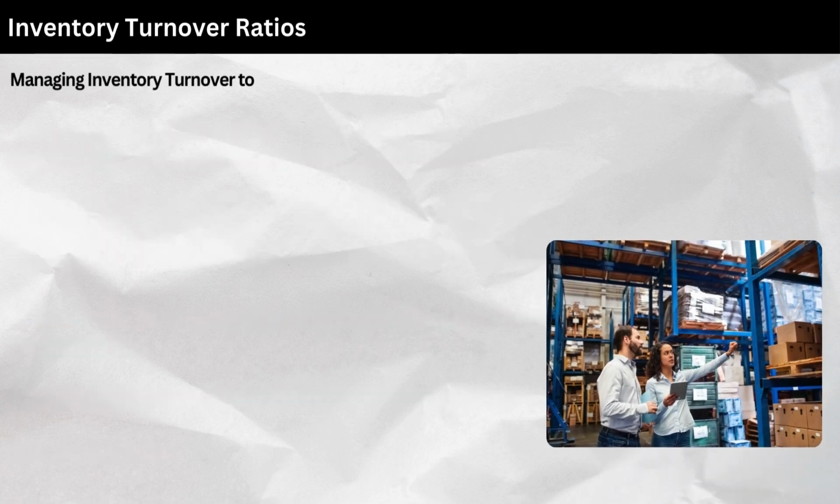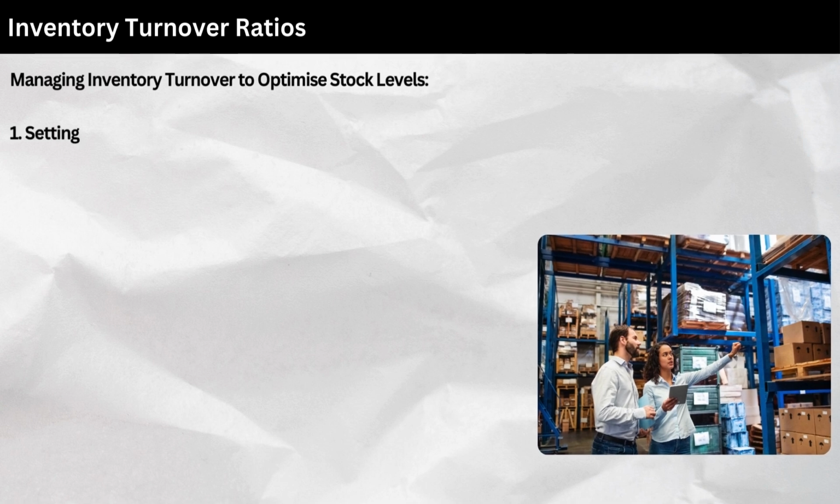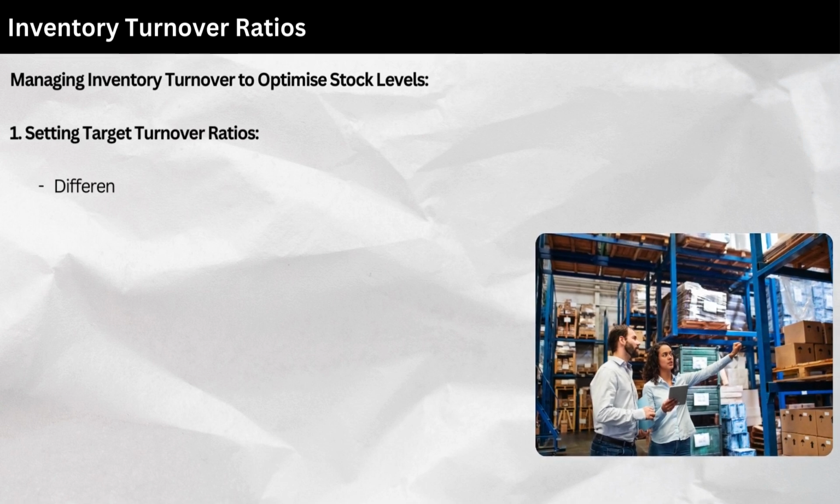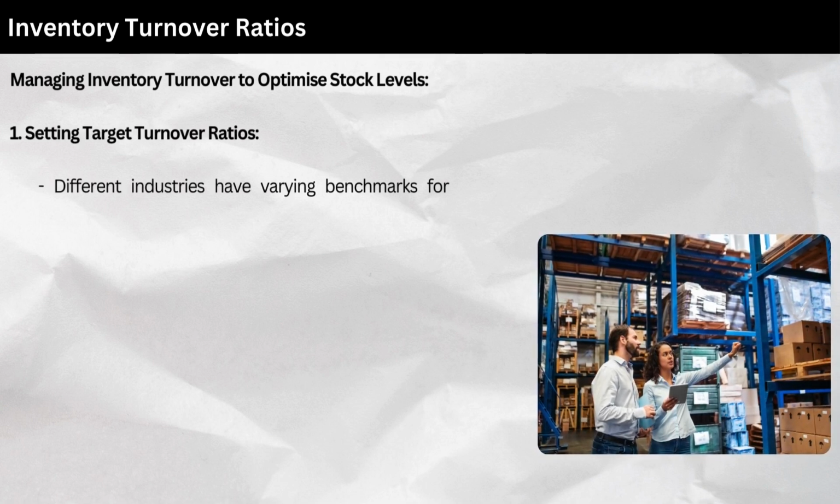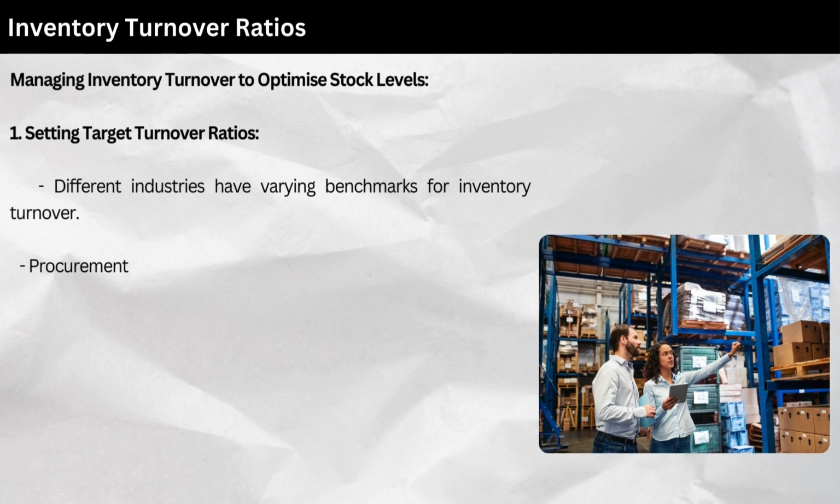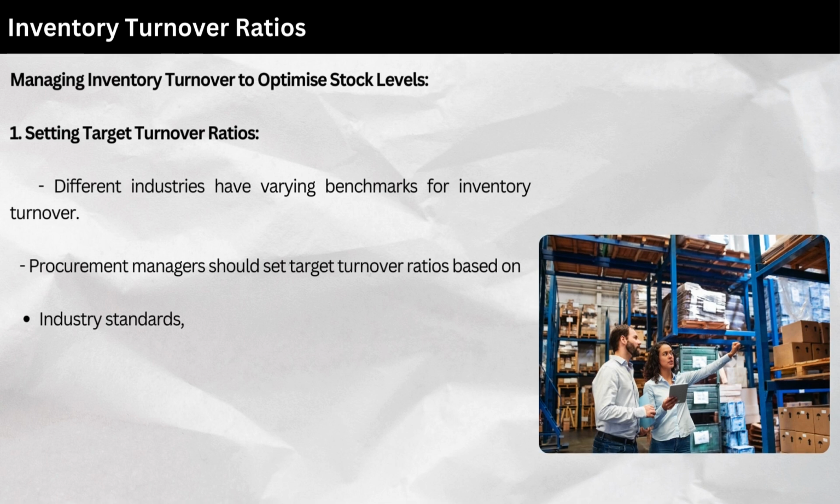Managing inventory turnover to optimize stock levels. 1. Setting target turnover ratios. Different industries have varying benchmarks for inventory turnover. Procurement managers should set target turnover ratios based on industry standards, business objectives, and product characteristics.